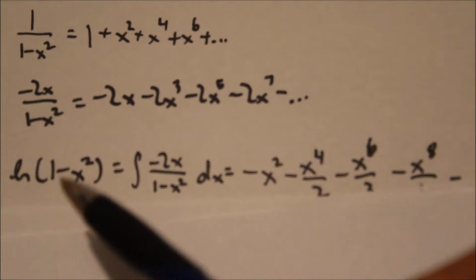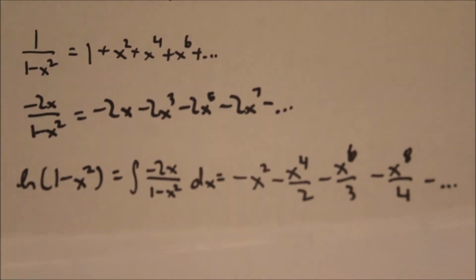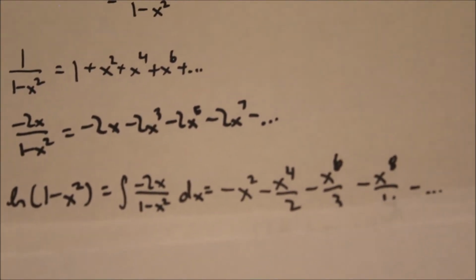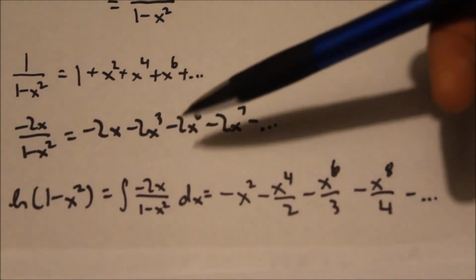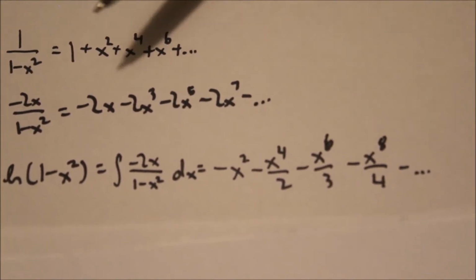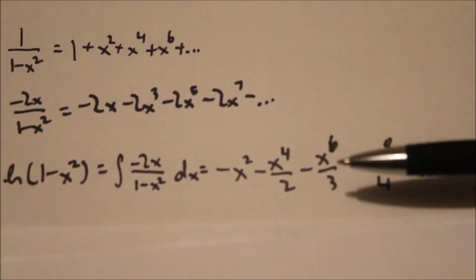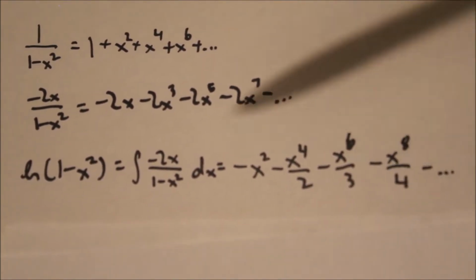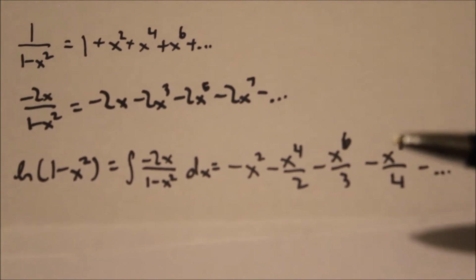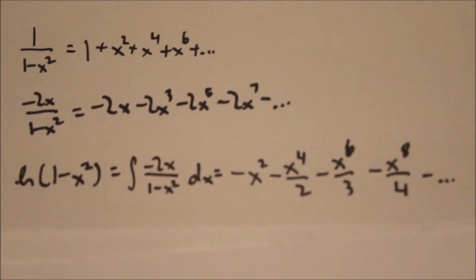So to find natural log of 1 minus x squared, you have to integrate this series term by term. So the integral of negative 2x is negative x squared. The integral of negative 2x cubed is negative x to the 4th over 2. The integral of negative 2x to the 5th is negative x to the 6th over 3, and so on.